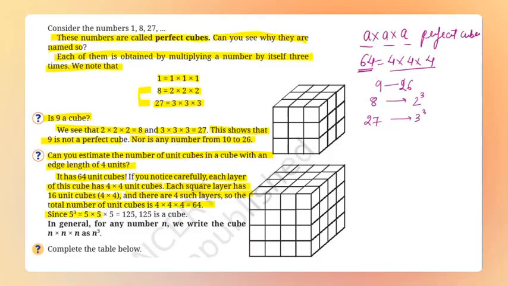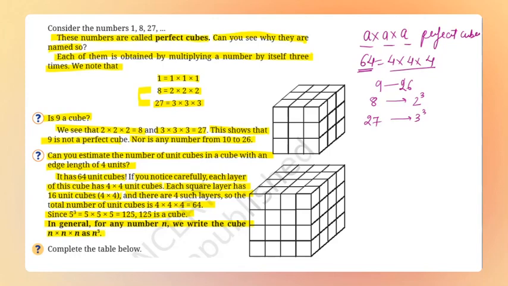Since 5 cube is equal to 5 times 5 times 5, which is 125, 125 is a cube. In general, for any number n, we write the cube as n times n times n, as n cube.